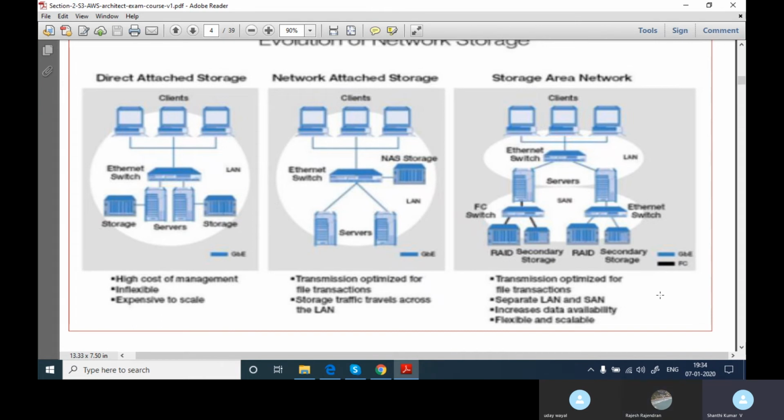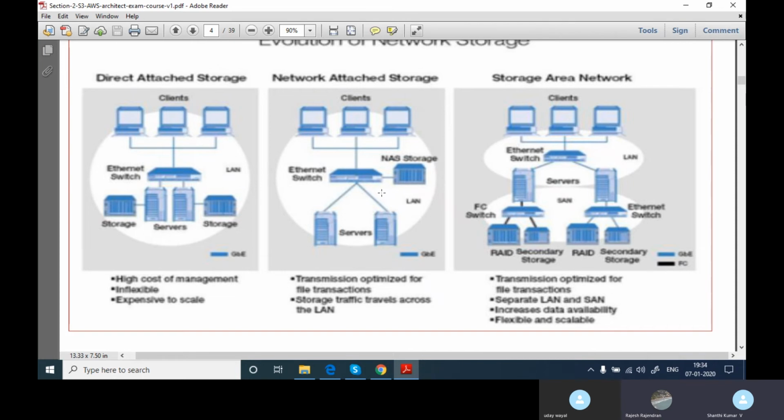So scalable is, you add some more SAN devices, I mean secondary storage devices to that, or you can add some more servers, and those servers can be connected to the LAN, and those can be connected to secondary storage also. It is a distributed way. The load is distributed basically.